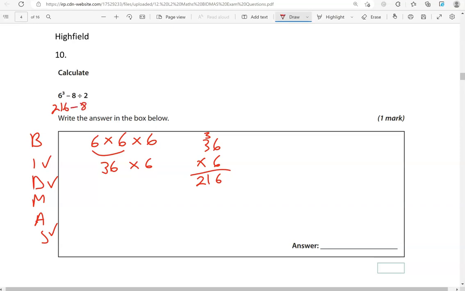216, take away 8 divided by 2. So now we have only subtraction and division, and we know that we need to do division before we do subtraction in this case. So we're going to do 8 divided by 2, which is 4. So 216 take away 4, which gives us 212.